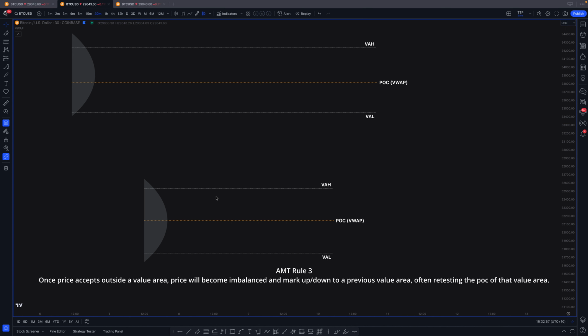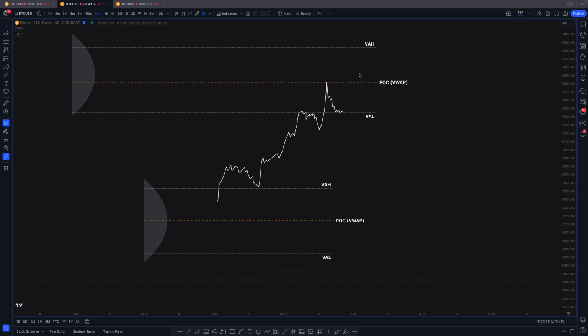Rule number 3. So when price breaks out and accepts outside of value and we retest, we're now in the imbalanced up state. So we can work our way to an old value area and reject off the value area low, or at times we'll find ourselves working all the way back up to the POC VWAP, and then from there either accepting into the old value and beginning to be rotational within the old value, or if there wasn't a value higher or lower than price, we will then create a new value area.